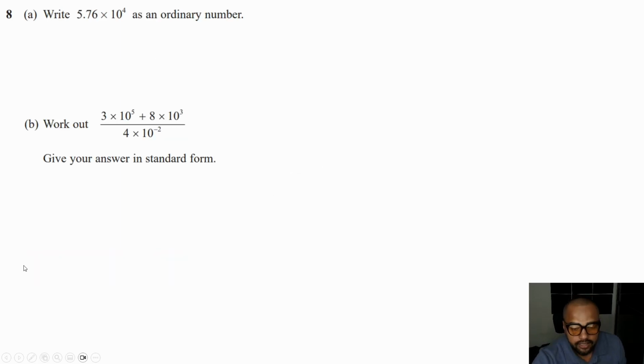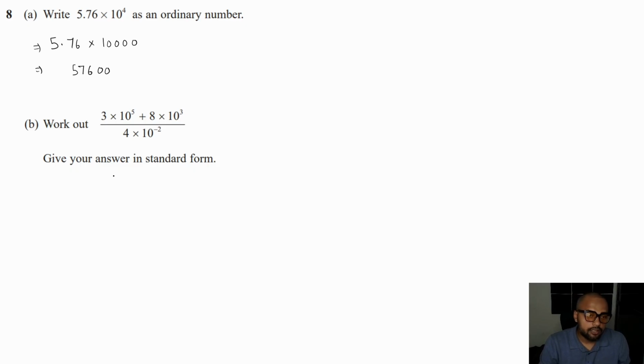Now let's move ahead. We need to write 5.76 times 10 power 4 as an ordinary number. It's very easy. 5.76 times 10 power 4 equals 5.76 times 10,000, obviously. So we just need to multiply and write. On multiplying it we get 57600. This is how we need to write it.